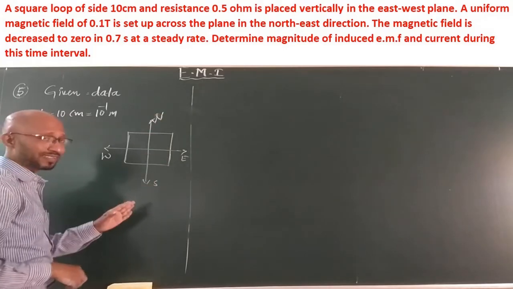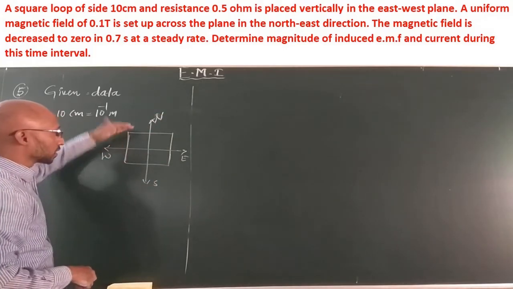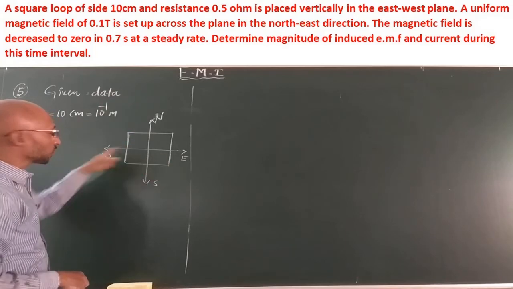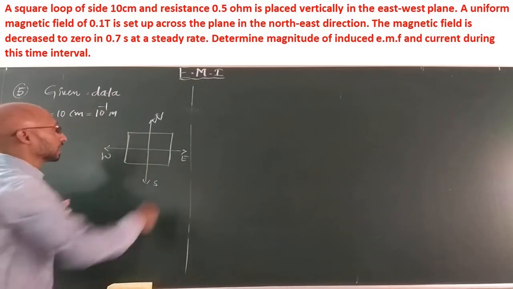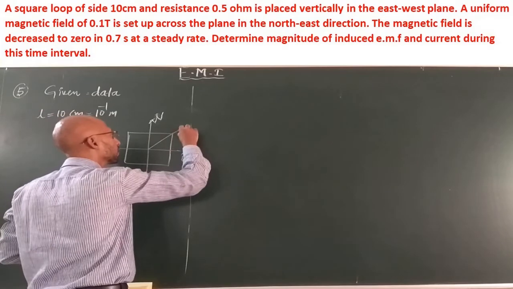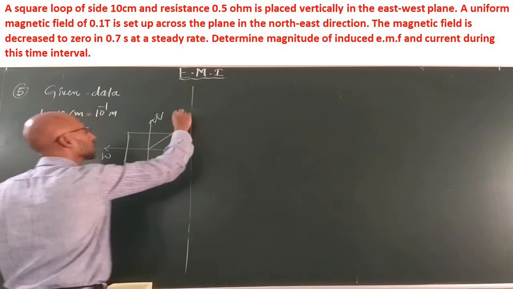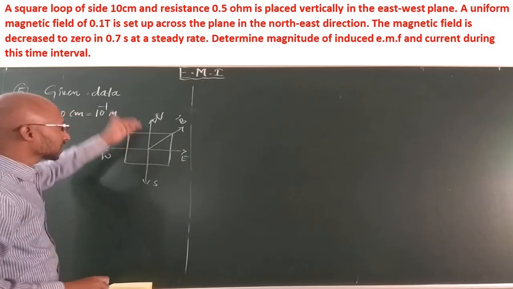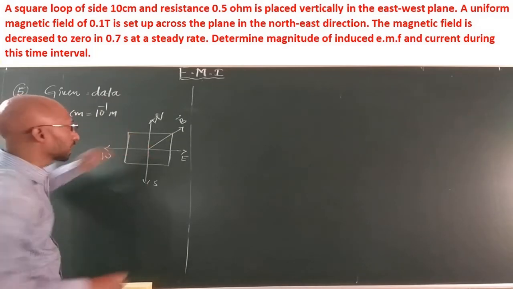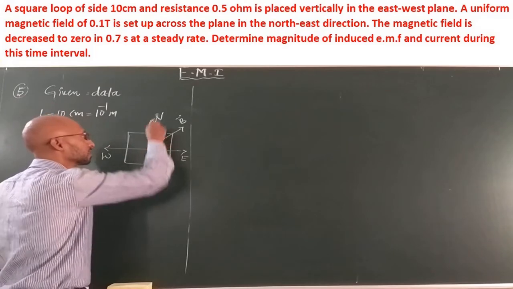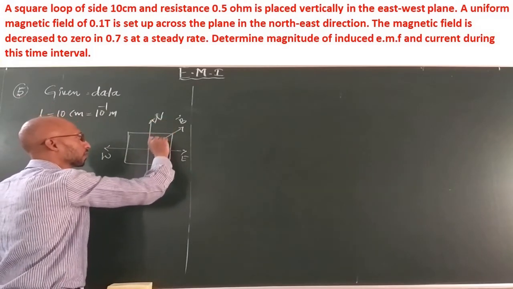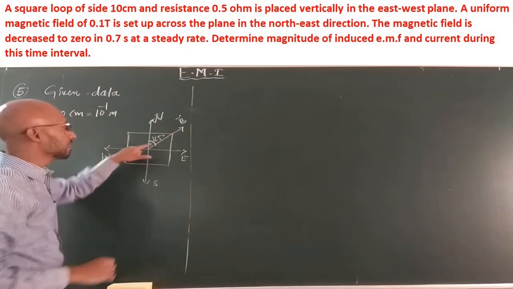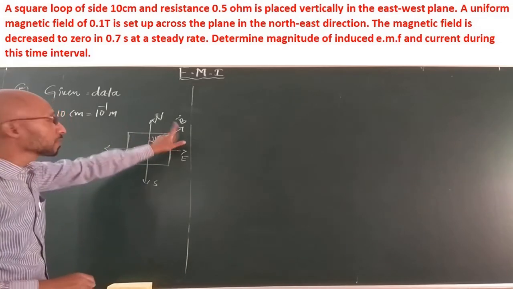Now what it says is that if this square loop is kept in east to west direction vertically, then the uniform magnetic field is in northeast direction. As it is kept in east to west direction vertically, the angle with the northeast will be 45. What actually is given here is the angle between the area vector and the magnetic field.